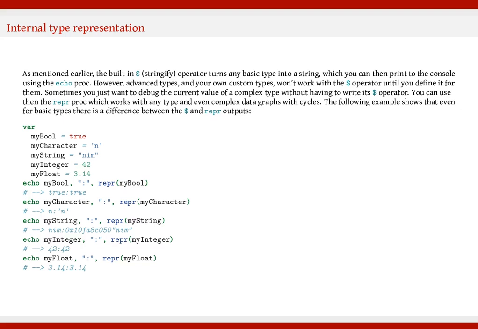Internal type representation. As mentioned earlier, the built-in $ stringify operator turns any basic type into a string, which you can then print to the console using the echo proc. However, advanced types, and your own custom types, won't work with the $ operator until you define it for them. Sometimes you just want to debug the current value of a complex type without having to write its $ operator. You can then use the repr proc, which works with any type, and even complex data graphs with cycles.